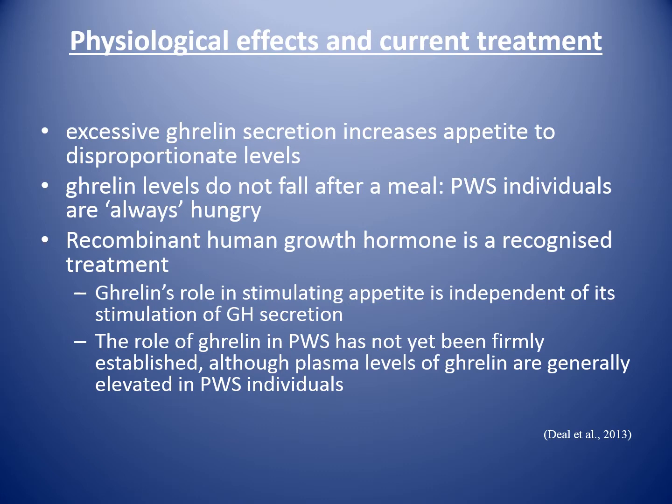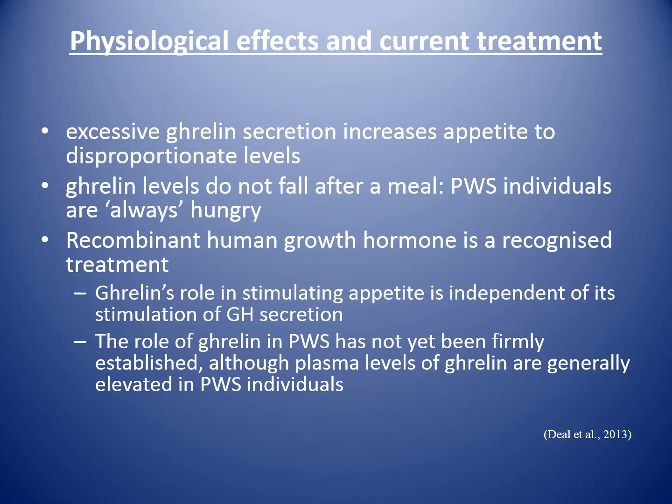So excessive ghrelin secretion has a physiological effect on the body. It increases appetite to disproportionate levels. Ghrelin levels should fall after a meal in a healthy individual. In Prader-Willi syndrome sufferers, they don't get this fall in ghrelin levels. They are always hungry. Similarly, as we saw earlier, ghrelin acts locally to increase stomach motility, so that also can lead to obesity because their stomach is always empty, and that will lead to more ghrelin being secreted.